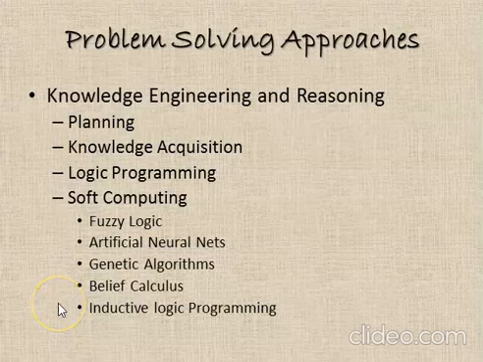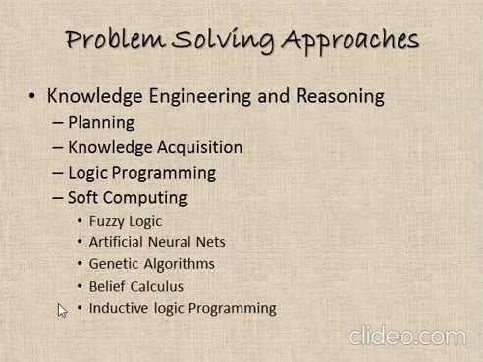And let us continue with the general problem solving techniques or tools which are used in AI. The next one is knowledge engineering and reasoning. We know that a state space will be consisting of many states, beginning with an initial state and ending with a goal state.